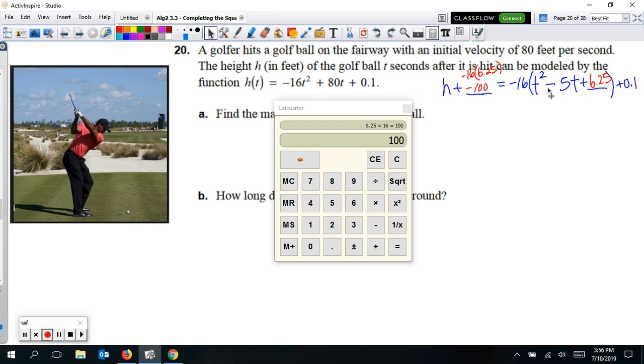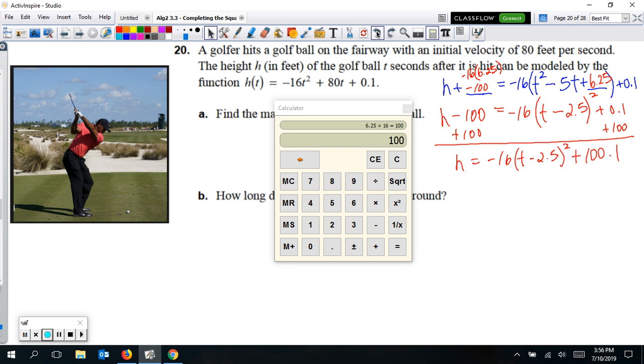Okay, so we can change this now to a binomial square. I'll just change the signs there to a minus now. It'll be the negative 16 up in front, and it'll be t minus 2.5. Remember, 2.5 is a special number: that times itself is 6.25, and adding to itself is 5. The 0.1 is behind here. The last thing to do is add the 100 to both sides, so I'm adding it to this 0.1. When I do that, h is now going to equal negative 16 times t minus 2.5 squared plus 100.1 when you add those together.